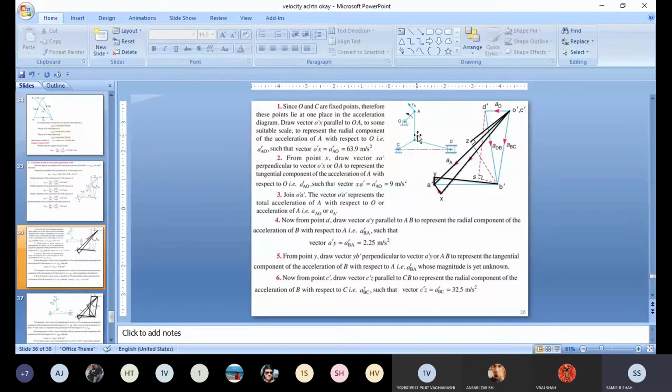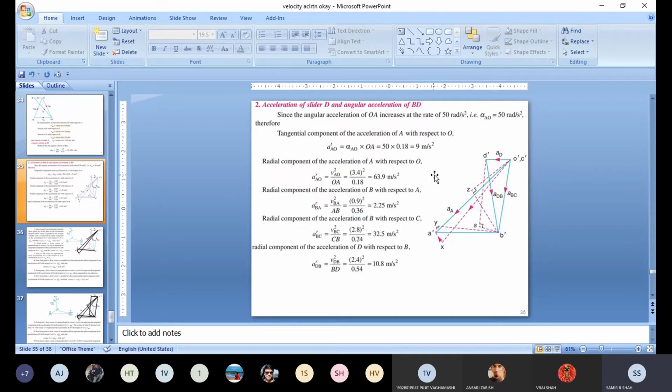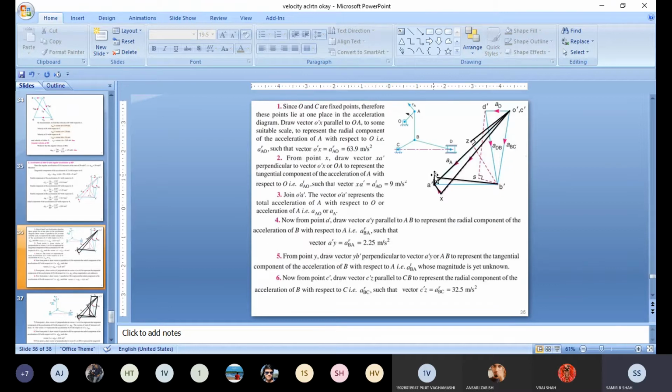AB की perpendicular line draw करनी है, which passes from point Y, where A dash y is parallel to AB and whose dimension is 2 mm or 2.25 mm. So 2 और 3 के बीच में ही रखना है, but near to 2. Okay, and it may be A dash y.